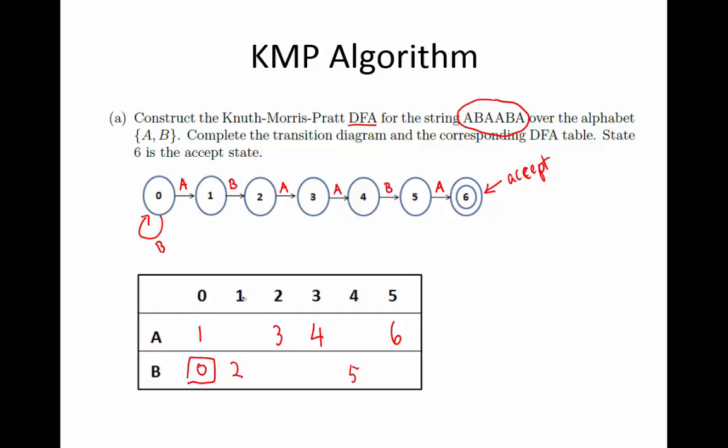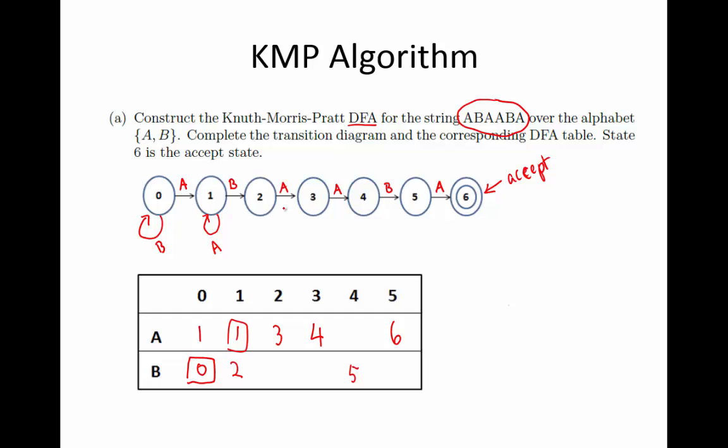Now, suppose you're in state 1 and you see an A. If you see an A, we know that we have seen an A before. The reason you're in state 1 is because you have seen an A. So if you see another A, you can just stay there, because this means that you have seen an A. So we would stay in state 1.